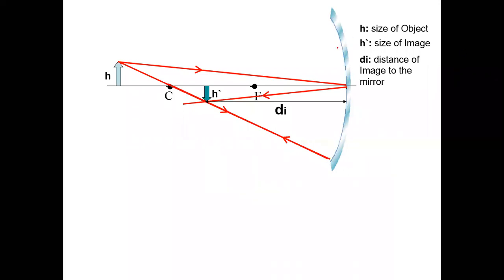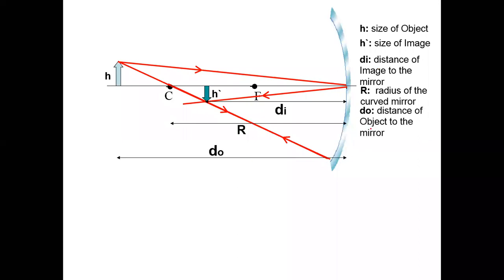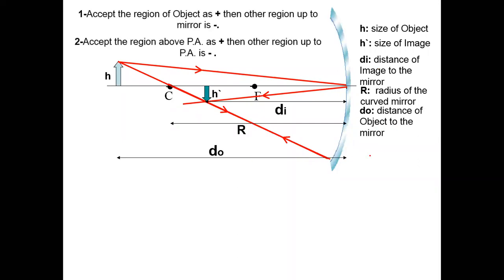Let's talk about the letters. h means the size of the object, h' the size of the image. Di means the distance of the image to the mirror. R means the radius of curvature. Do means the distance of the object to the mirror. These are some parts of the mirror. We are going to skip the positive and negative signs for now.